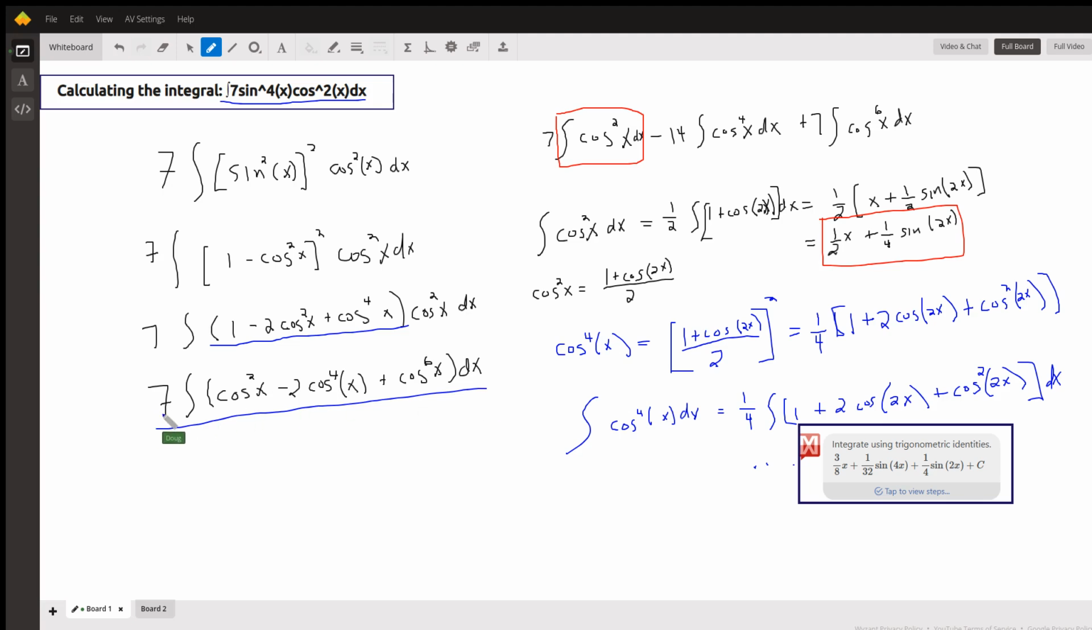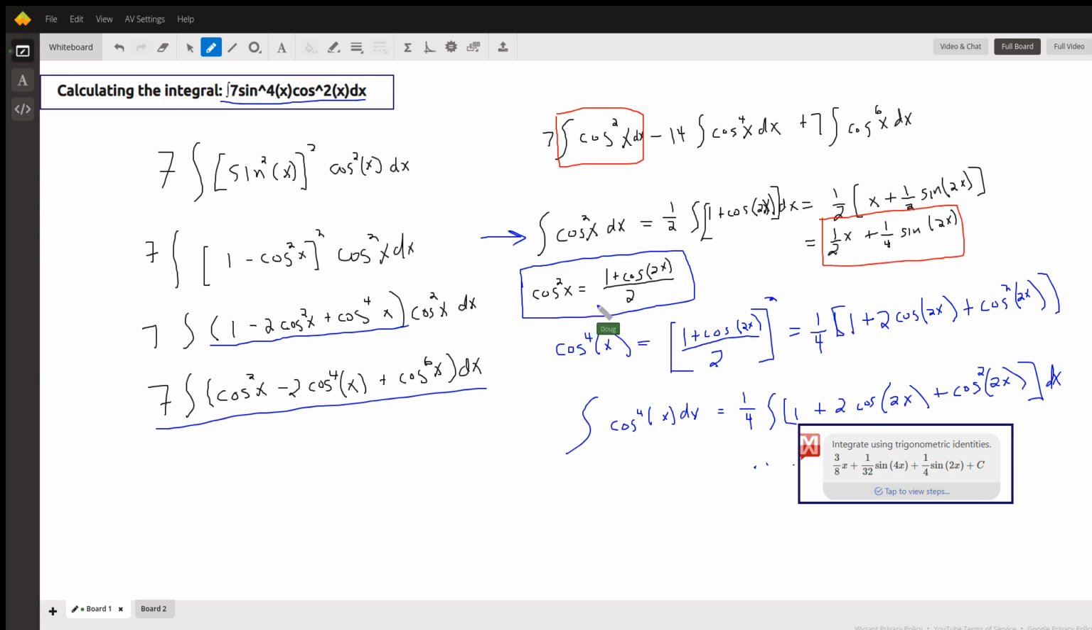If you distribute the cosine squared, this is what we're working on right here. We can break this apart like this: 7 antiderivative of cosine squared minus 14 antiderivative of cosine 4th plus 7 antiderivative of cosine to the 6th power. To give you an idea, cosine squared, to find an antiderivative, you use this half angle identity. Cosine squared is the same as 1 plus cosine of 2x all over 2.